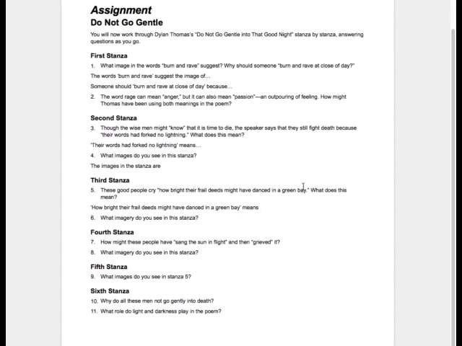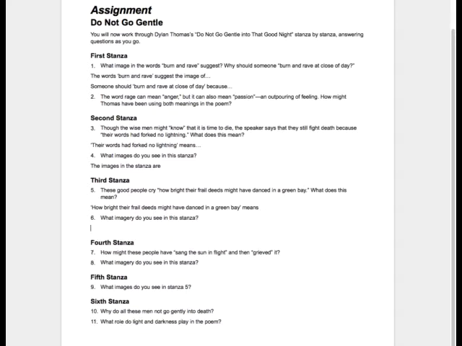So you've got these people who are very moral, upstanding kind of citizens, and they have done these deeds. How bright their frail deeds might have danced in a green bay. What does that mean then? What could have happened to their deeds? And what would they have wanted to happen with their deeds? Why is it that they would be fighting for that now near the end of their death? So that's what you want to think about here.